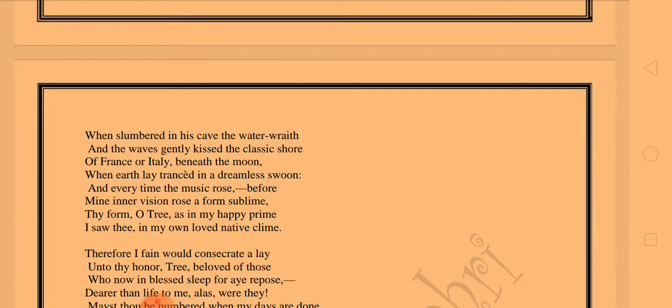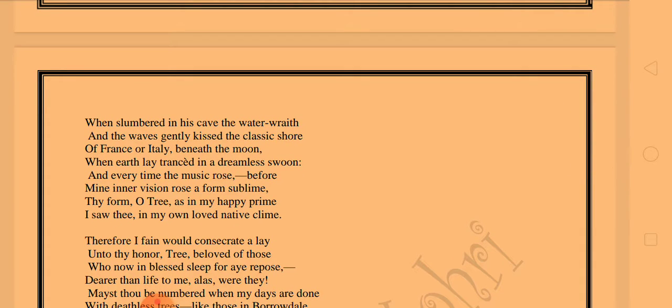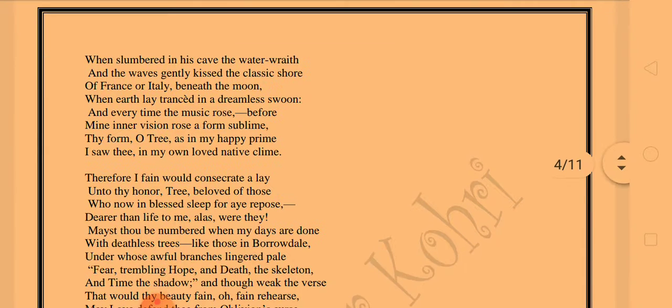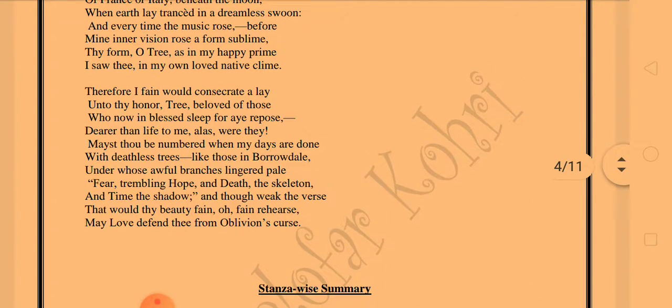Mine inner vision rose a form sublime. In those times, in my inner vision, a sublime form rises, and that is thy form, O tree. As in my happy prime, in my happy young age, I saw thee in my own beloved native climate. Therefore, I fain would consecrate a lay unto thy own honor.